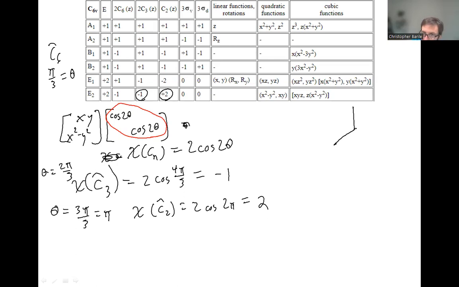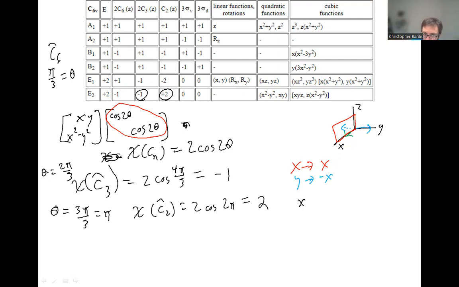Now, what about the sigma v's? The penultimate one here is sigma v. So I'm going to draw our x vector. We have to go back to x and y vectors here, and think about our sigma v that we defined in the first video. We defined one of our sigma v's as going along the x-axis, so it contains the x-axis. That meant that x went to x. And what did it mean about the y? Well, y is looking at itself in the mirror, so y went to -y.